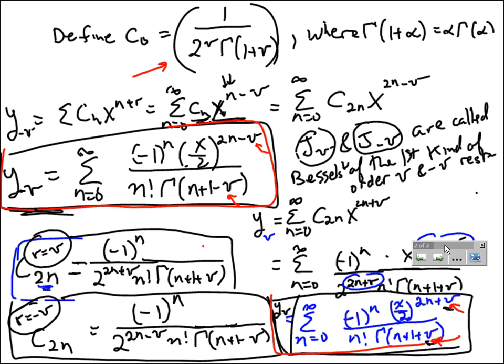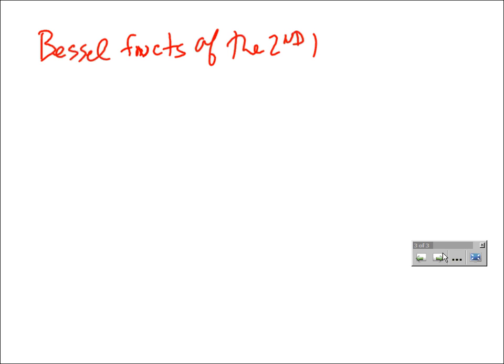Now, we talked about Bessel functions of the first kind. That leads one to believe that there's something called a Bessel function of the second kind. And we'll talk about that one, and we'll be done. Now, Bessel functions of the second kind.